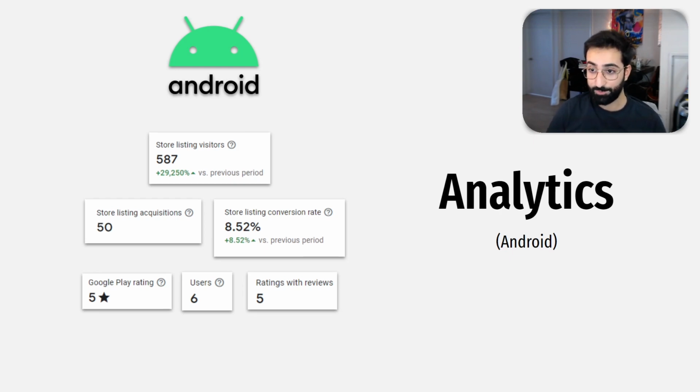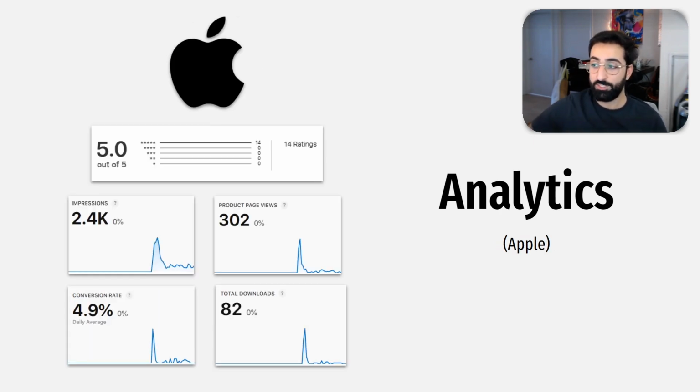Moving on to the Apple analytics, there are 14 ratings, so 14 5-star ratings, so the app has a 5-star rating. That's great. I had 2.4K impressions, and essentially what those are is people who have been scrolling through the Apple App Store and they've seen my game show up as they're scrolling through. And of those 2.4K impressions, 302 of them have actually clicked Stormchaser and gone into the store page.